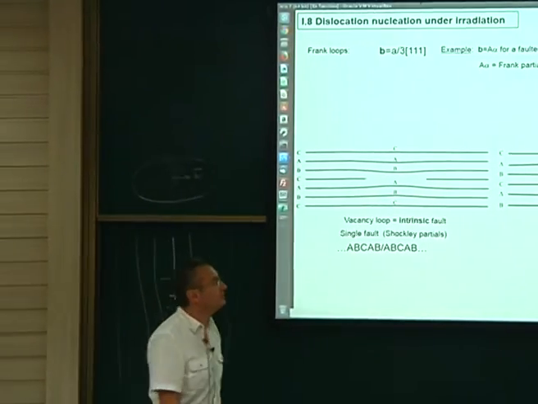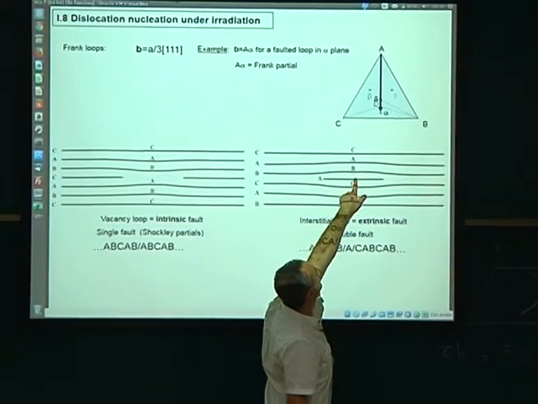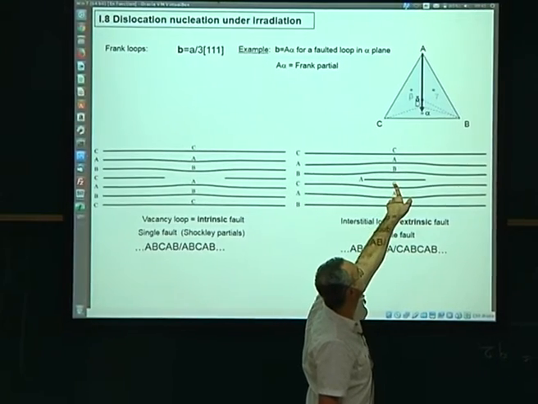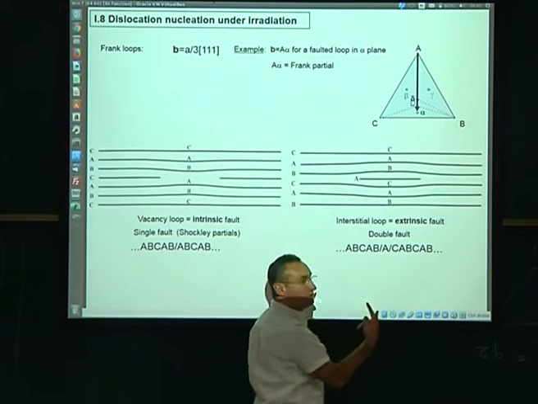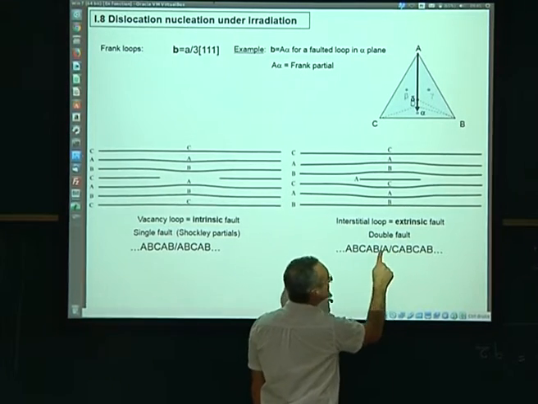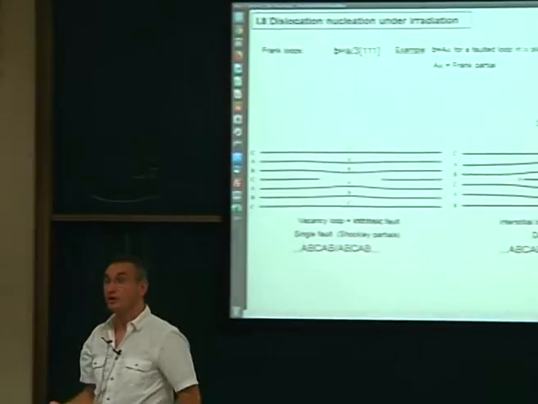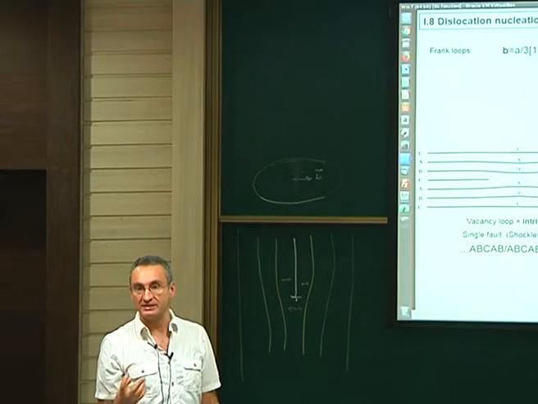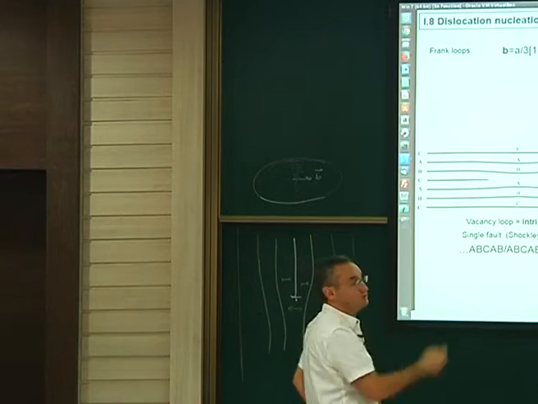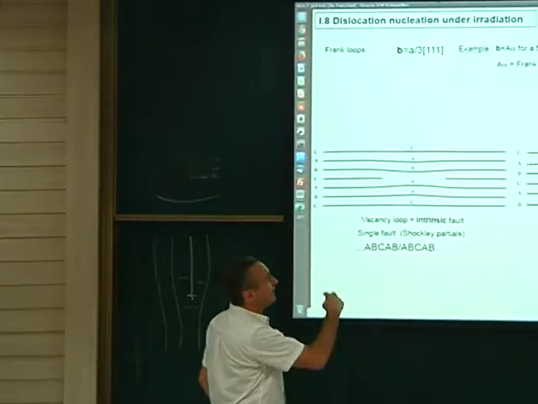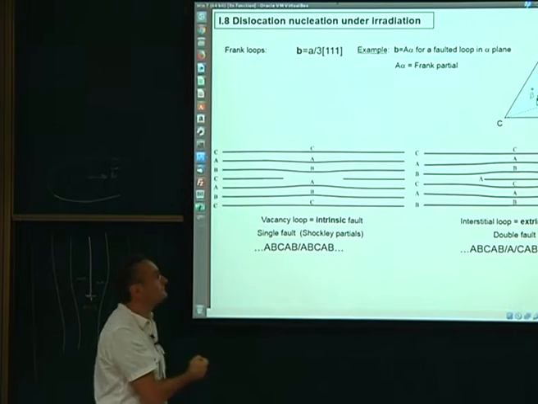Now, if this is interstitial, you do the same, but now you put extra atoms. So AB, after B, you have to put an A, which is inserted between C, like this. And now if you look at that, you have AB, A, C, so you have a double fault. You have AB, A, so here C is missing, and here B is missing. So you have two faults, okay? And these two faults are more energetic, of course, and this is called an extrinsic fault, a double fault. So those are the two possibilities you can see in irradiated materials, either extrinsic or intrinsic stacking fault, depending on whether it's vacancy or interstitial, okay?